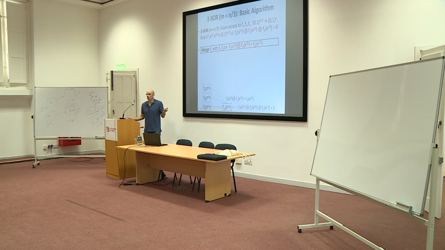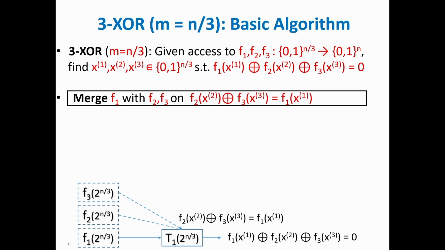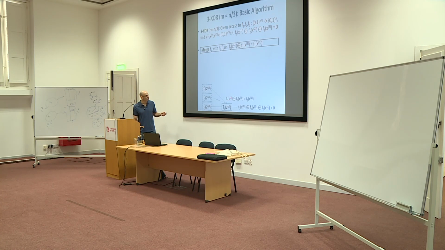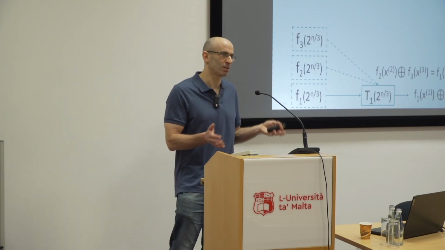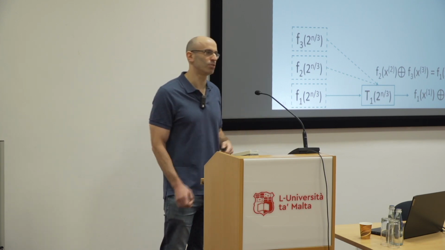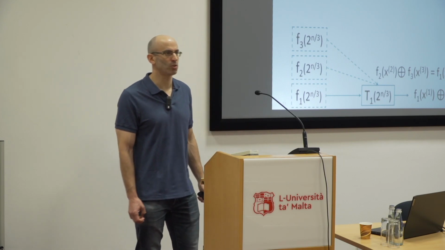And the basic algorithm, what does it do? It builds a table T1. The size of the table is 2 to the n over 3. And then we iterate over all inputs in the domain of f2 and f3. There are 2 to the 2n over 3 such x2, x3 values. For each one, we check this condition: f2 applied to x2, XOR f3 applied to x3 is equal to f1 applied to x1. This is the 3XOR condition. Once we find a match in this table, we output the 3XOR. That's essentially the basic algorithm that I described previously, specialized to k equals 3. Any questions about the basic algorithm?